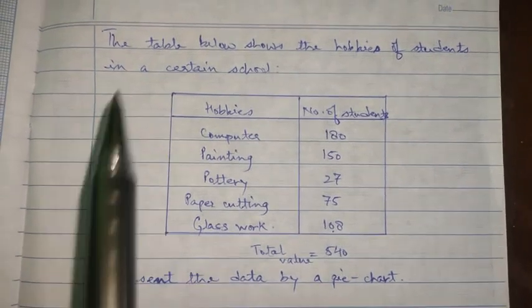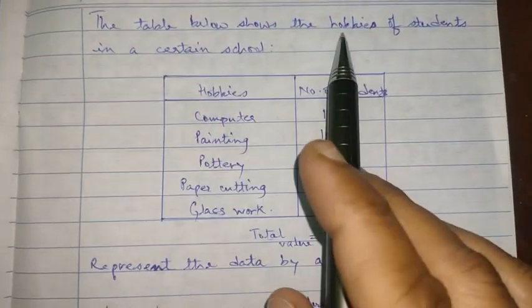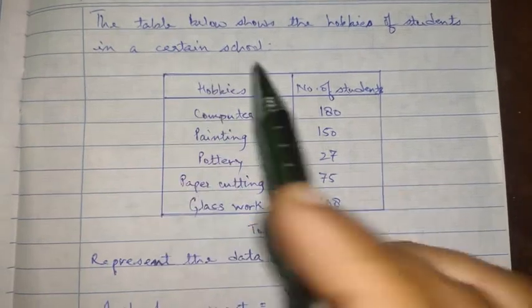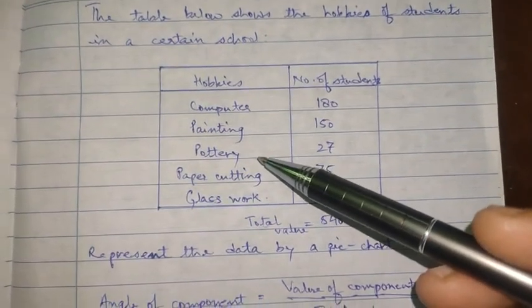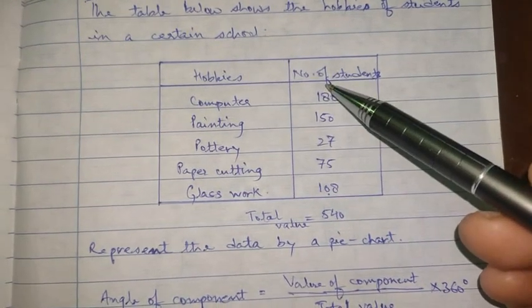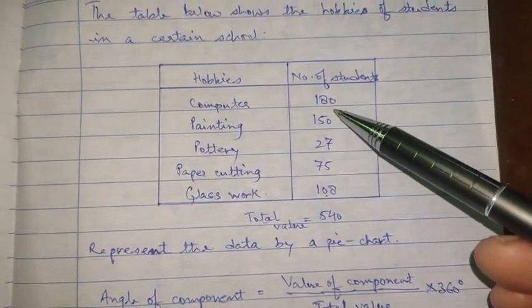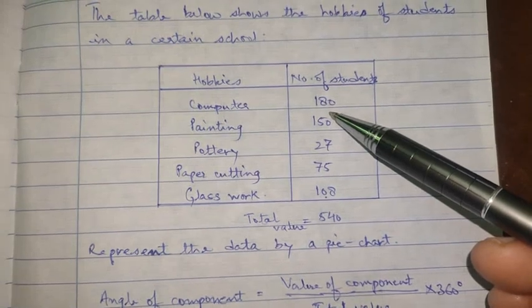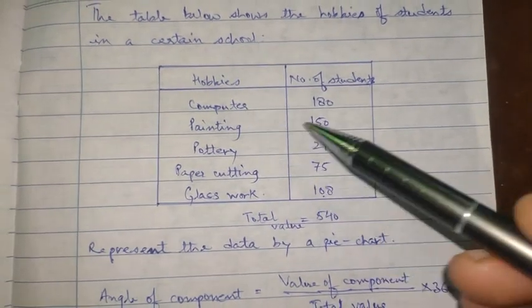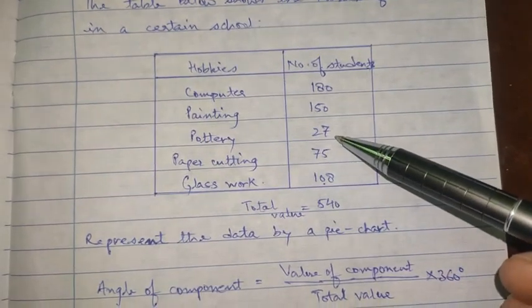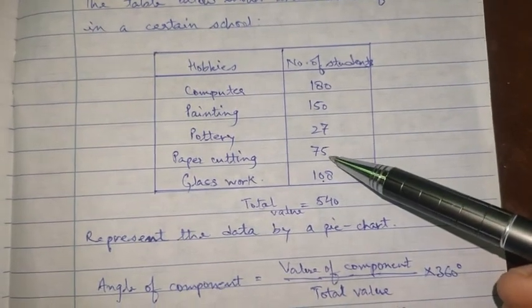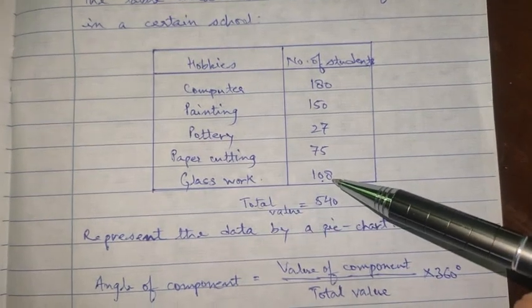In this question, it says that the table below shows the hobbies of students in a certain school. These are the names of the different hobbies that students perform. Computer: 180 students have the hobby computer. Painting: 150 students. Pottery: 27 students. Paper cutting: 75 students, and glasswork: 108 students.